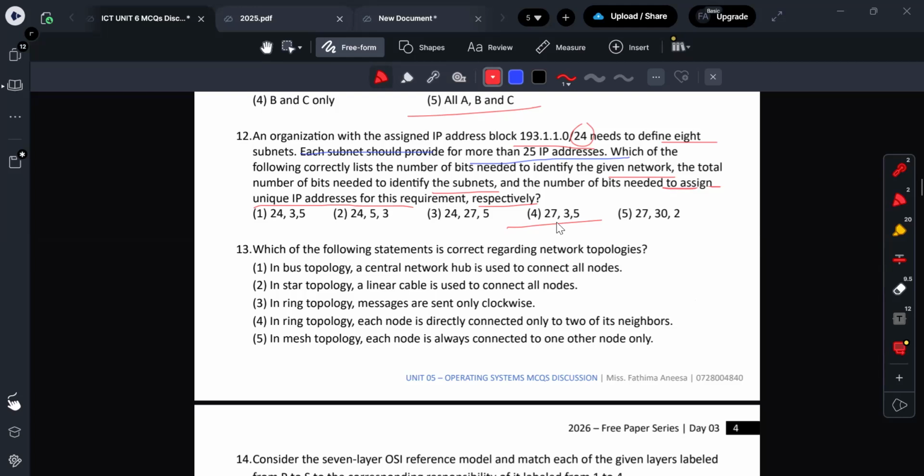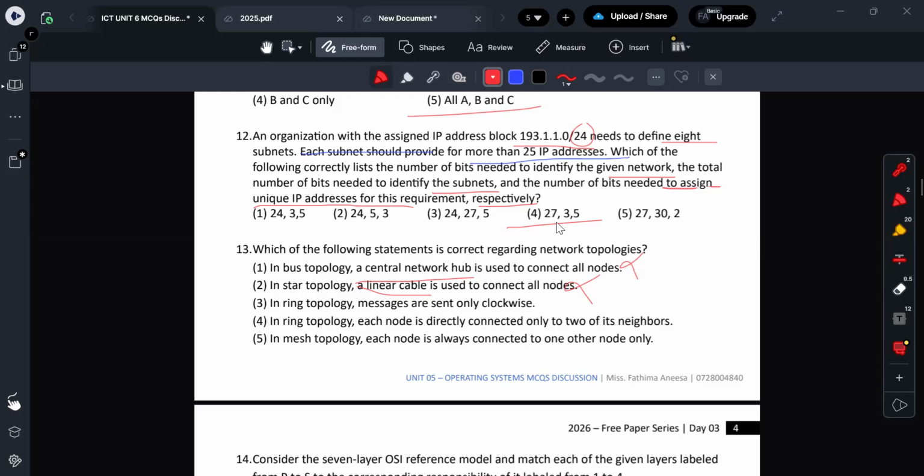So they are saying this a central hub. So in which topology is central hub used? In star topology. So the answer is wrong. Second option, in star topology, a linear cable is used to connect all nodes. So I just said a cable is used in the bus topology, not in star. In star only we use a central hub. Okay.